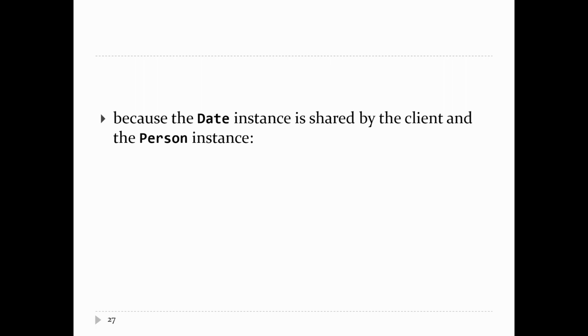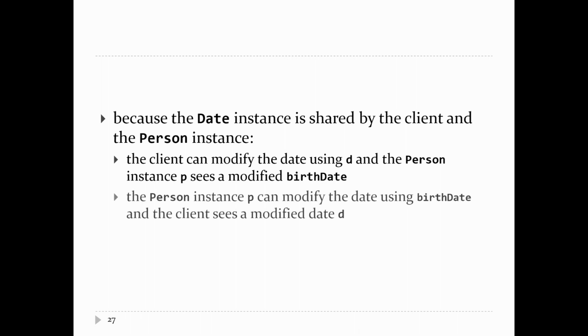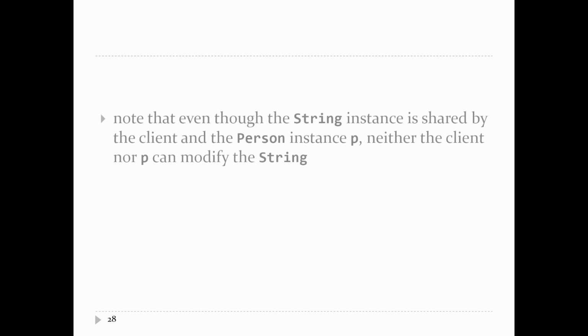So the date instance is shared. That object is shared by the caller of the constructor and by the person object, which means the caller of the constructor can modify the date, and the person object sees the modified date. In other words, the birth date of the person changes. Similarly, if inside the person class somewhere the person object changes the birth date, then the caller's date object also changes. So the person can change the date, and the caller who made the person can also change the date. No one actually owns that birth date object, the date object.